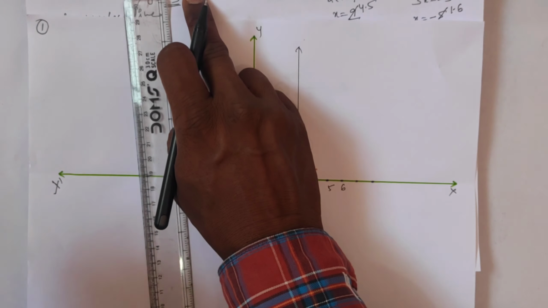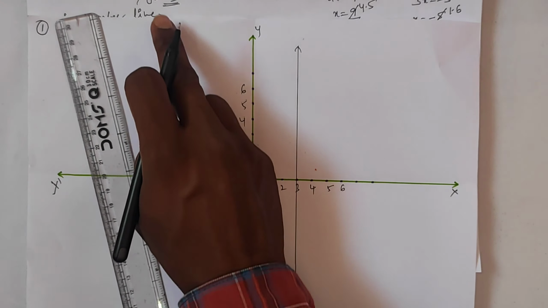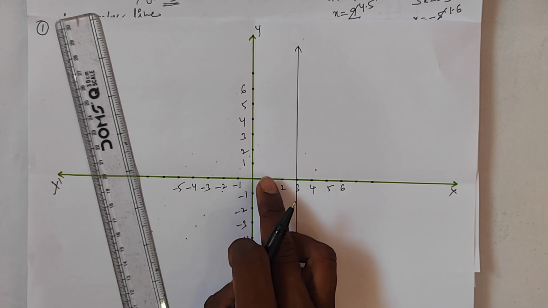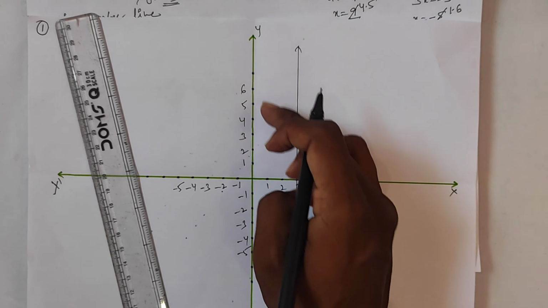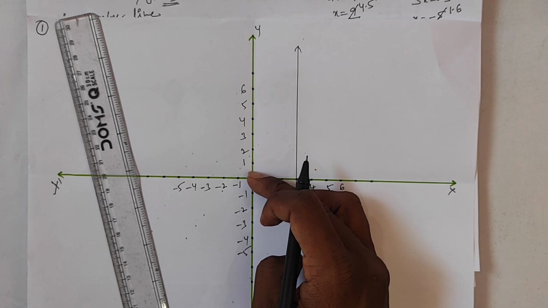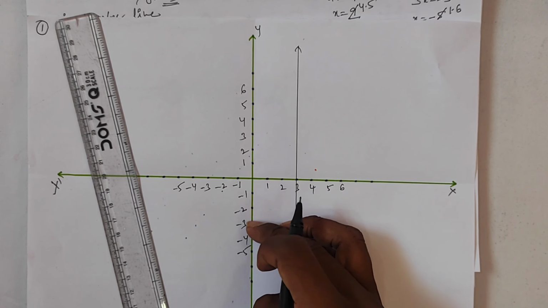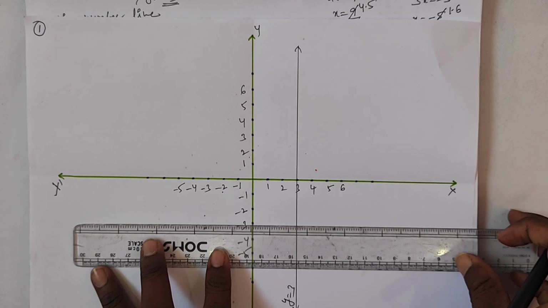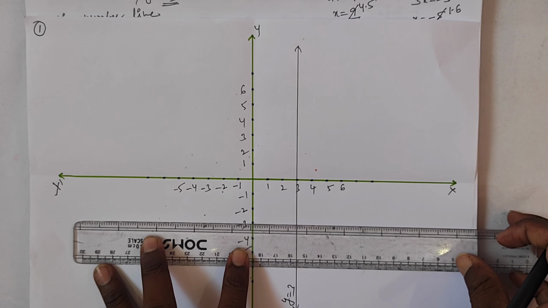Next, y plus 3 equals 0. So y equals how much we got here? Minus 3. So y equals minus 3 is parallel to the x-axis. Here y equals minus 3, at minus 1, minus 2, minus 3. Clear? So y equals minus 3 is parallel to the x-axis.